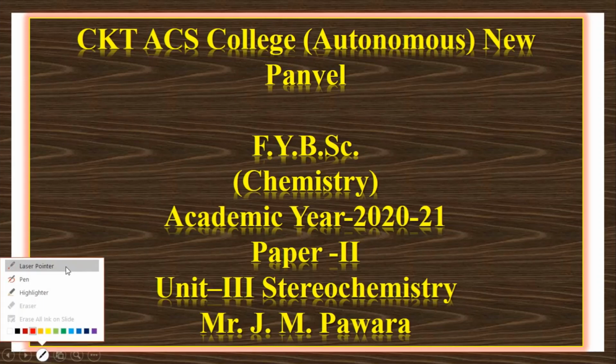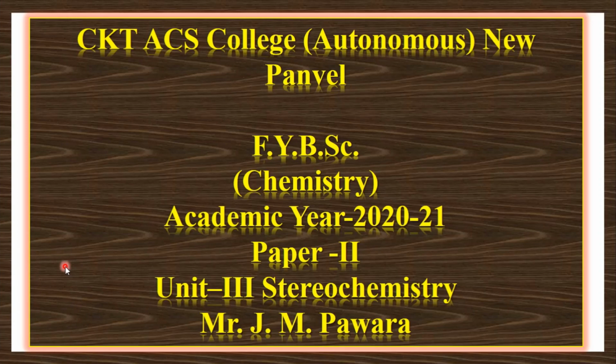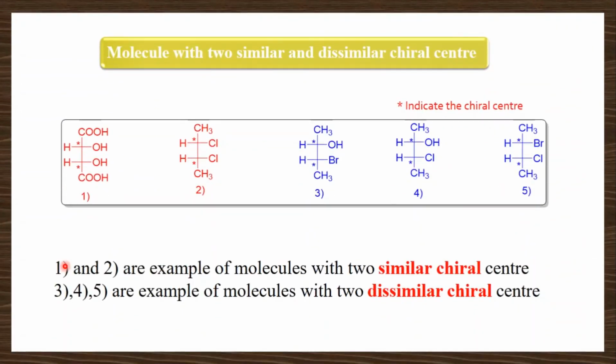So in the last lecture, we had learned the molecule with two similar or dissimilar chiral centers. These are examples of molecules with two similar or dissimilar chiral centers. This star indicates the chiral carbon. Structure 1 and structure 2 are examples of molecules with two similar chiral centers.